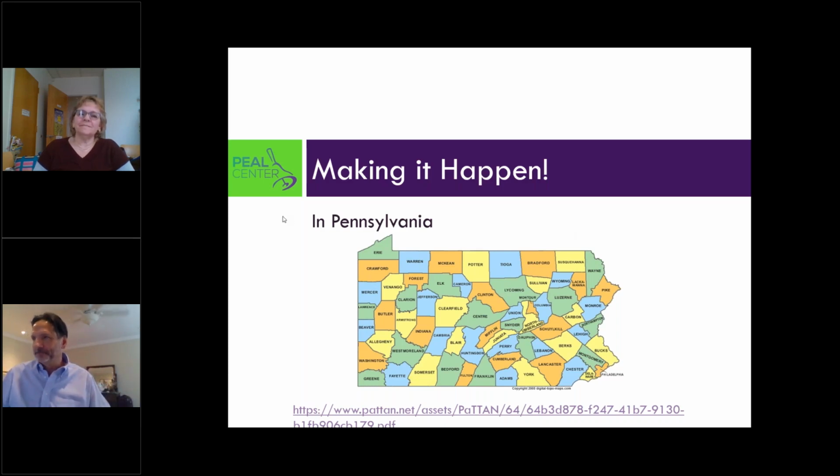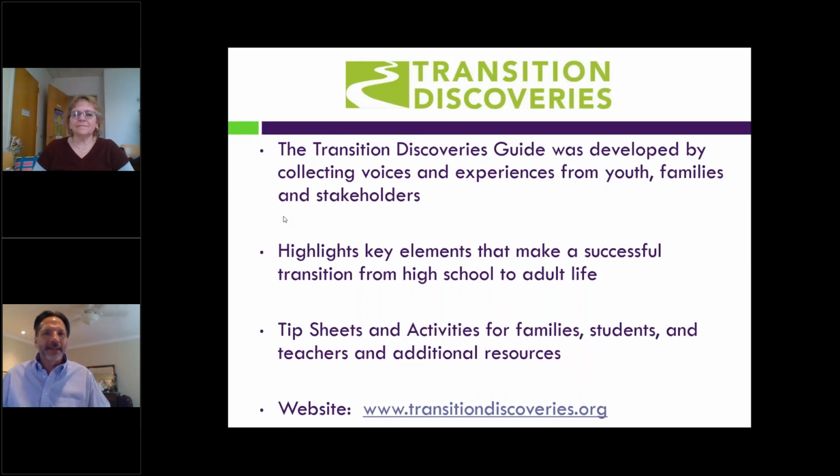So the next thing we wanted to talk a little bit about, and we've mentioned this on all of our previous webinars, is Transition Discoveries and the Transition Quality Empowerment Project, or TQEP. This is a project led by staff from the George Washington University in collaboration with the Peal Center and the Pennsylvania Youth Leadership Network, or PYLN. And it's sponsored through funding provided by the Pennsylvania Developmental Disability Council.